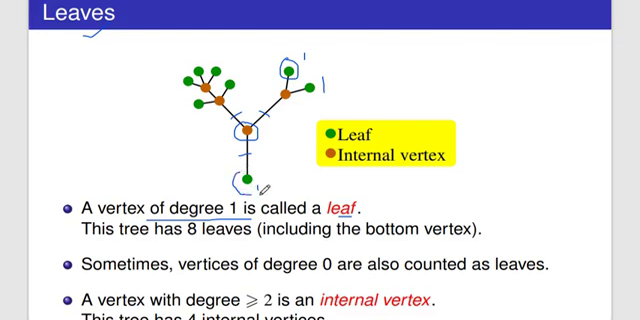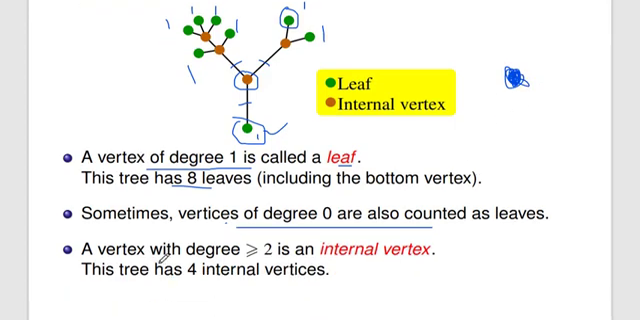This parent also has degree 1, so this is also a leaf. All these green ones are leaves, which have degree 1. So there are 8 leaves including the bottom vertex. Sometimes a vertex of degree 0 is also counted as a leaf. Let's say this vertex. This is also counted as a tree, and as a leaf. Why? Because there are no edges joining it.